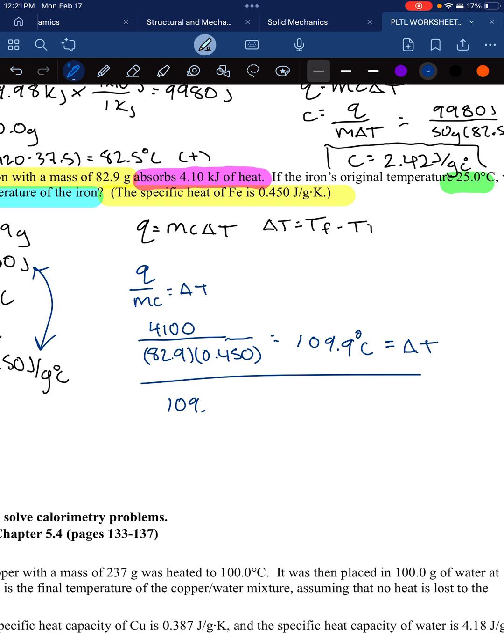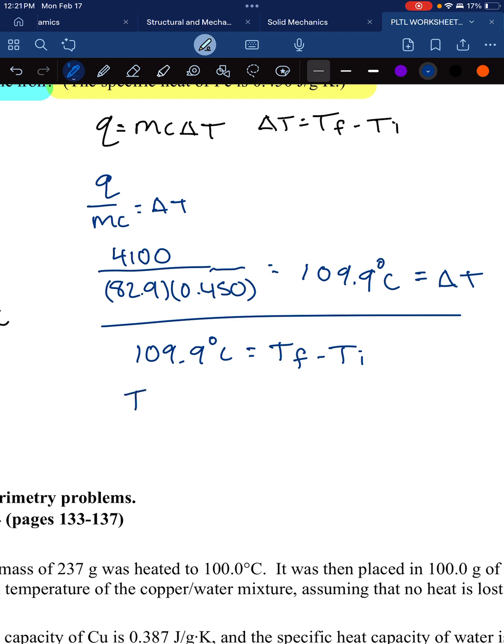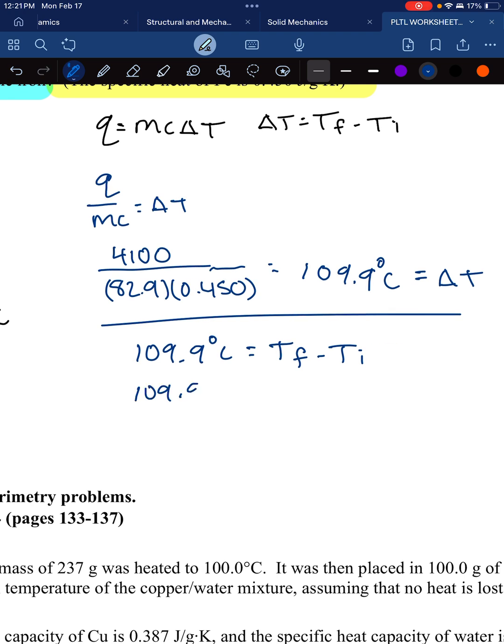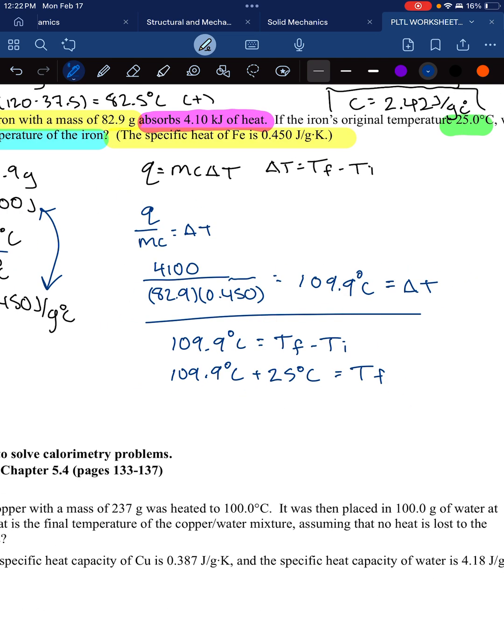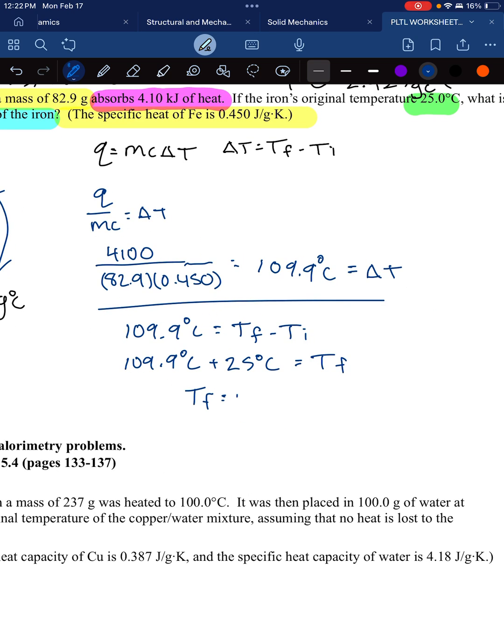But now, 109.9 Celsius equals our delta T, but that equals T final minus T initial. And we were actually given T initial. So 109.9 degrees Celsius, and I'm just going to go ahead and add this over because we're looking for the temperature final. Plus 25 degrees Celsius equals T final. And I got 134.9 degrees Celsius. Let me double check. Yep, that's exactly what I got last time as well.